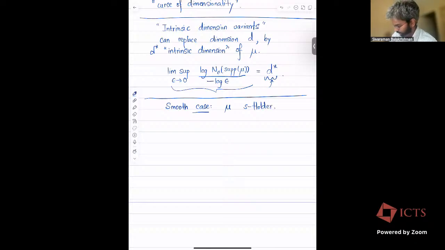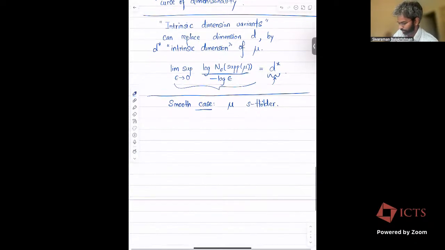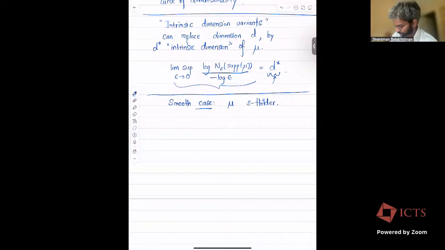Again, I won't even define it, but what I mean by this is that say S is an integer, then I mean that the mu has S bounded derivatives. Let's say in the L infinity sense, right? So something like this is true. You can look up the rigorous definition somewhere, but it basically means that the measure mu is smooth in the sense that it has S derivatives and all of them are bounded in L infinity.